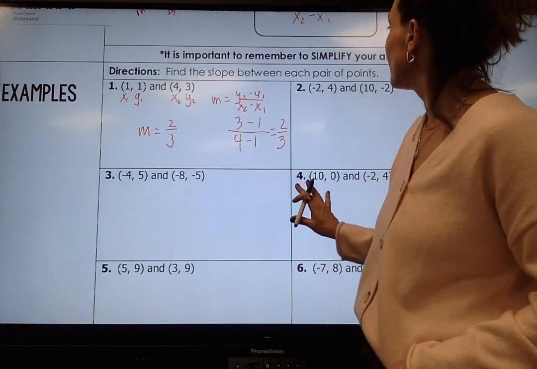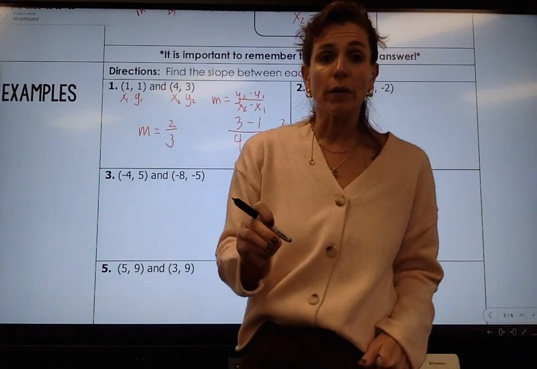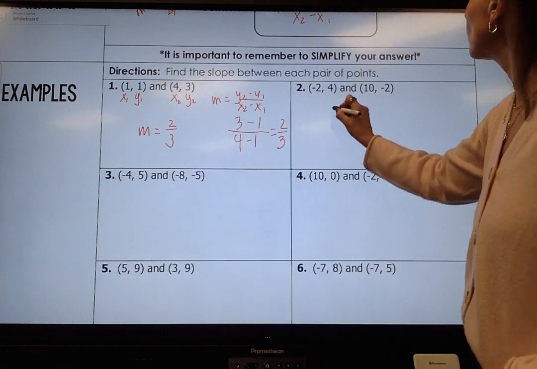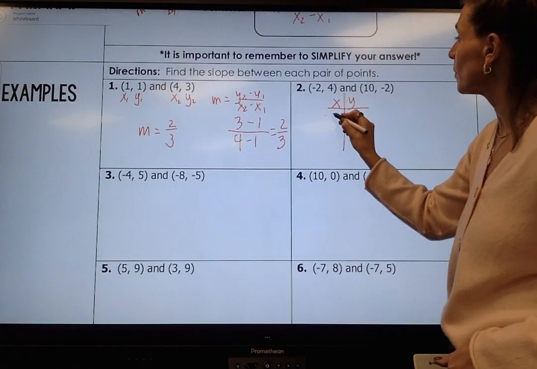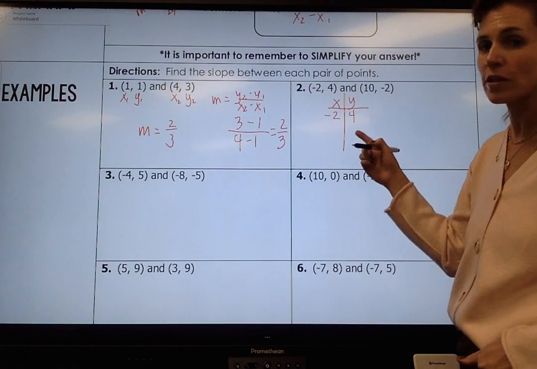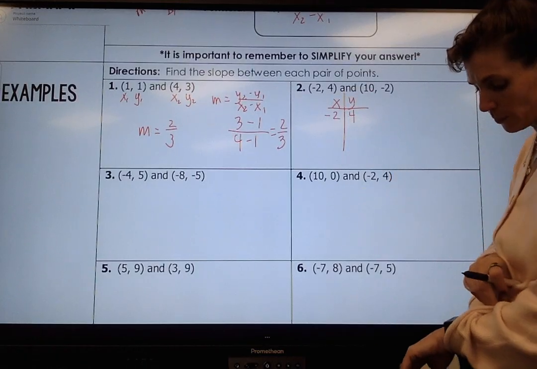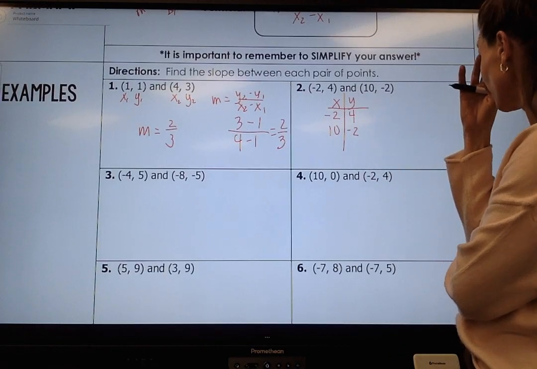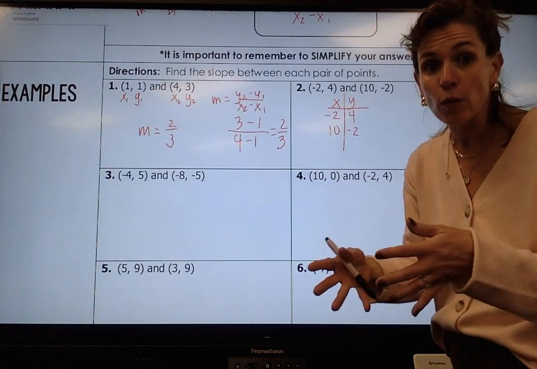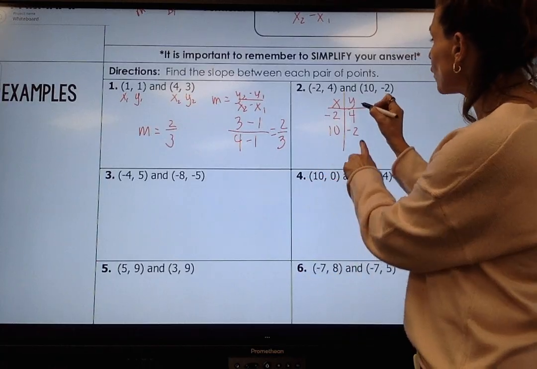Okay? Now, sometimes you can locate slope from a graph. So let's imagine I am taking these ordered pairs and I'm putting them in the graph. -2, 4, just like we did when we did relations. We put that on there. -2, 4, and 10, -2. Okay? So sometimes if it's in graph form, it's easy because you can look and see, okay, what's my change?